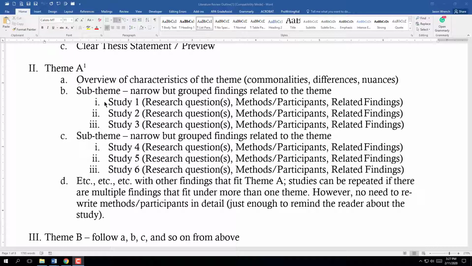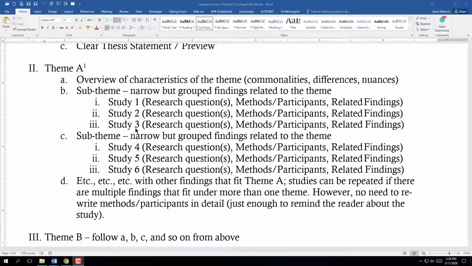Now, as you can see here, it says sub-theme, and it says study 1, study 2, study 3. It's not like study 1, study 2, and study 3 are in three different paragraphs. I'm just saying that within each sub-theme, you're going to have multiple studies that you are going to discuss. So an individual sub-theme is not just going to be a specific research article.